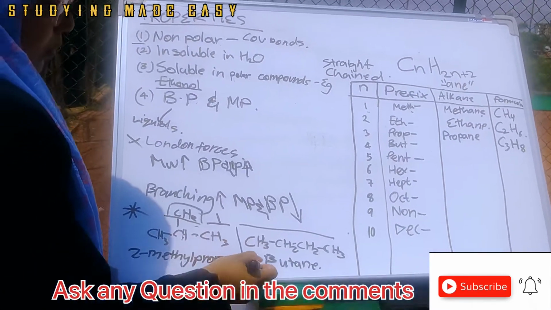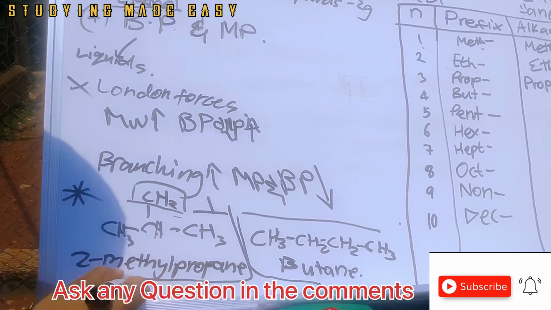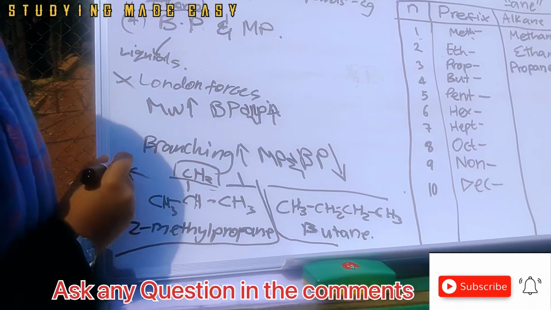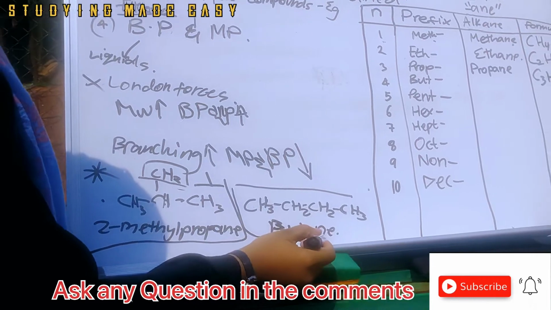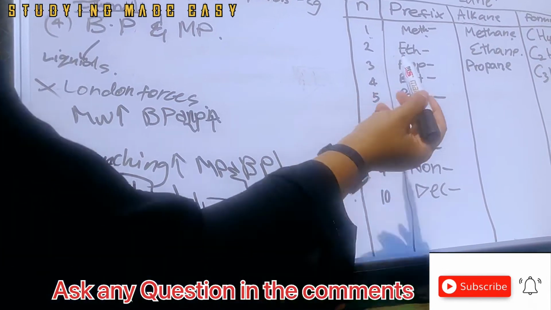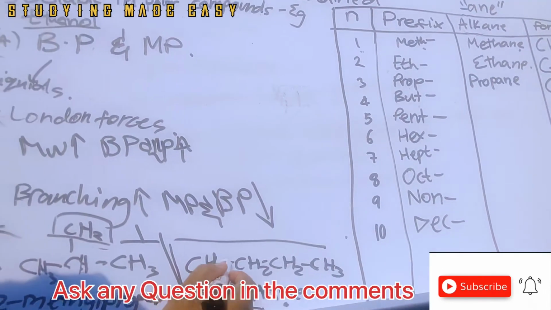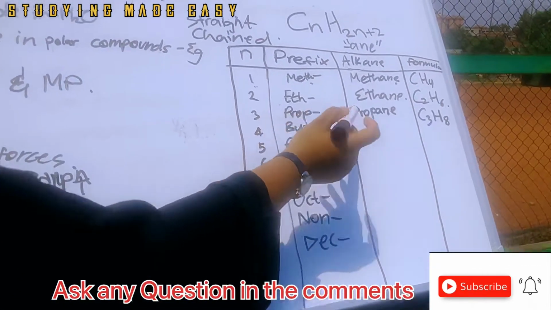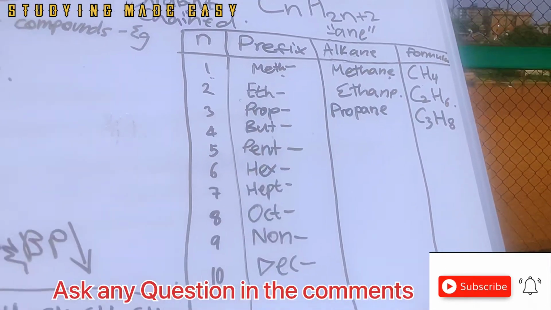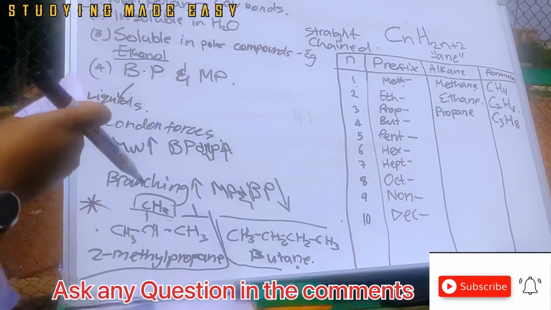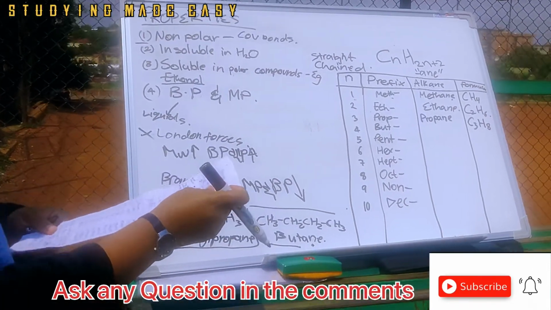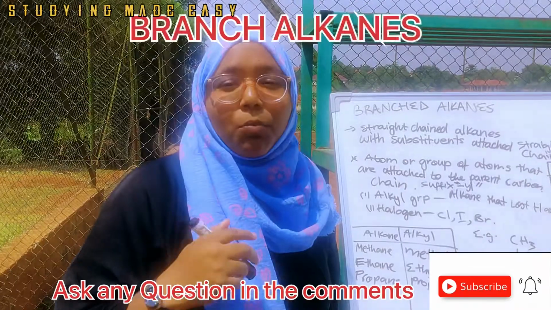Remember, here we did butane and 2-methylpropane. So this one is a branched alkane and this one is a straight chain. So you see, butane is when C is 4, because 1, 2, 3, 4, and it's here but, and when you add ane, it will be butane. Alright, so now that we have that, we're going to look at how to name branched alkanes.